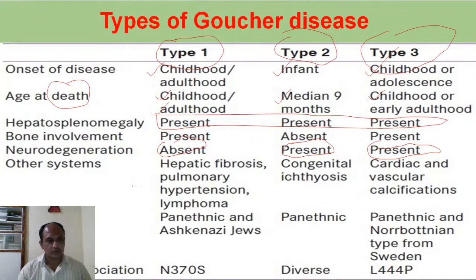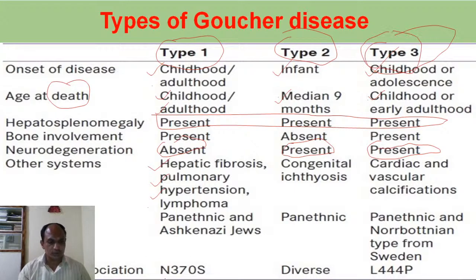And other systems which are involved in Gaucher disease: in type 1 there is involvement of hepatic fibrosis, pulmonary dysfunction, hypertension, lymphoma, and pancreatic involvement. So these are the different symptoms we can see here. Then congenital ichthyosis, and cardiac and vascular calcification, which occur in type 3 Gaucher disease.